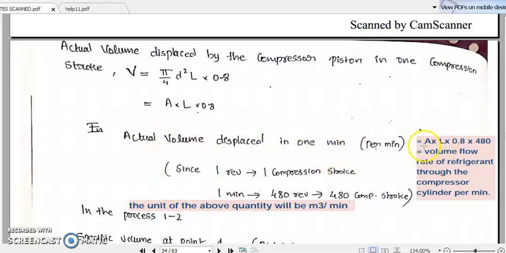That will be equal to A, the cross-sectional area, into length, into 0.8, that is this quantity, times 480. Okay, how is this coming? Why are we multiplying this by 480? Actually, 480 is the RPM of the crank, which is actuating the piston.